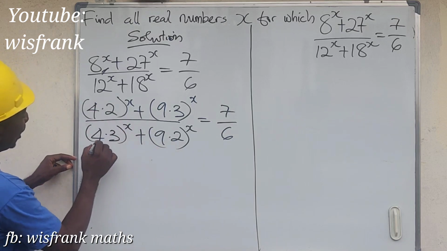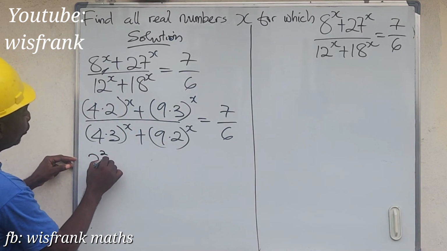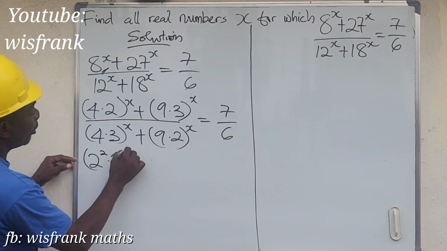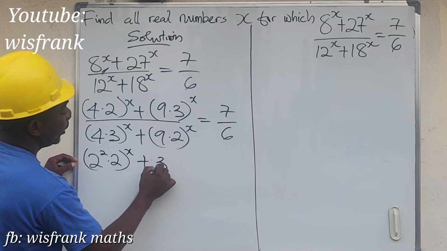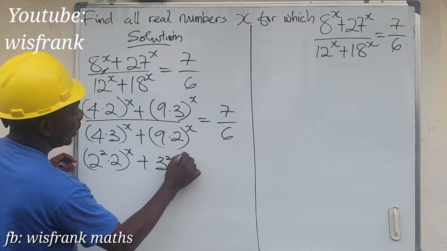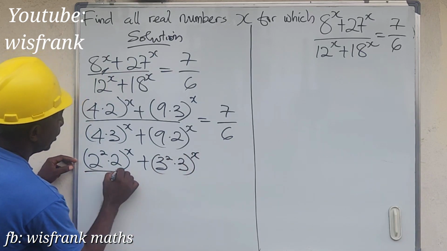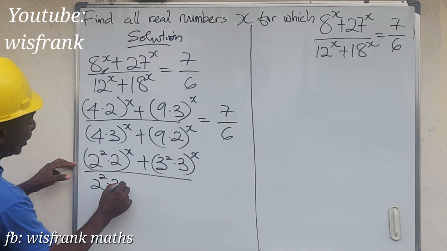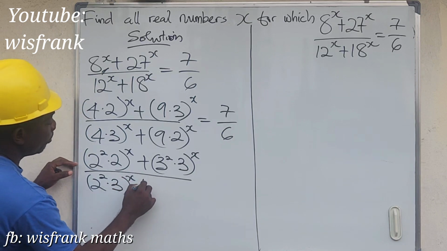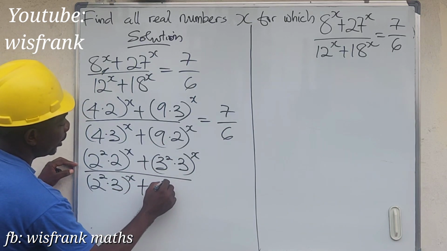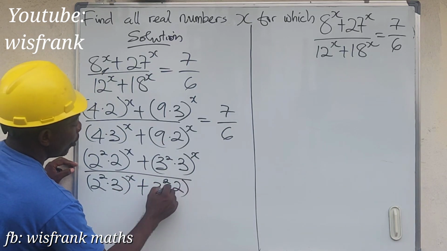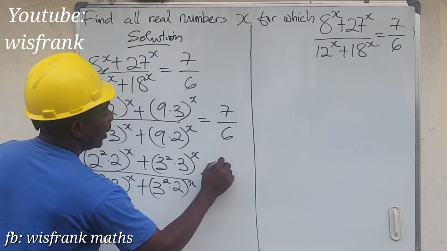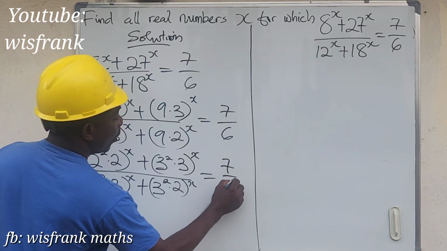So we substitute that, and we have (2^2 times 2) all raised to the power of x, plus (3^2 times 3) all raised to the power of x, all over (2^2 times 3) all raised to the power of x, then plus 9, here we have (3^2 times 2) all raised to the power of x, all equals 7/6.